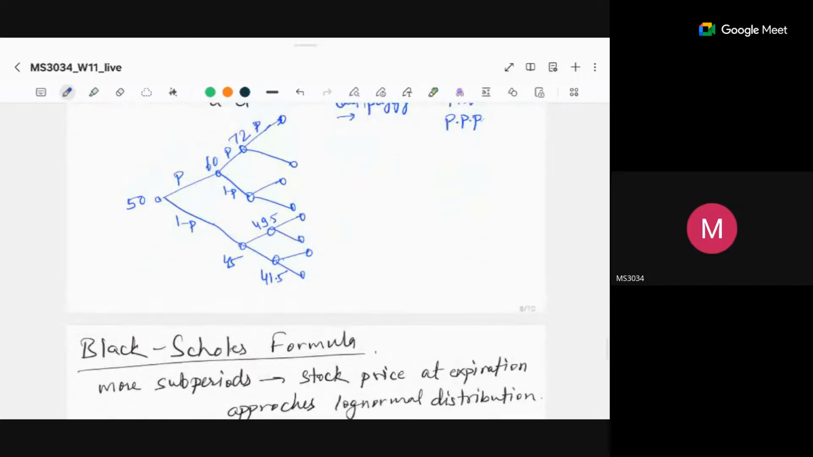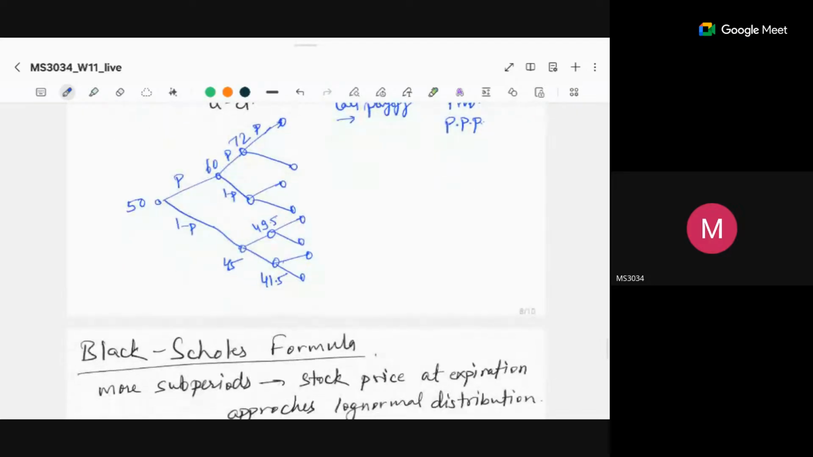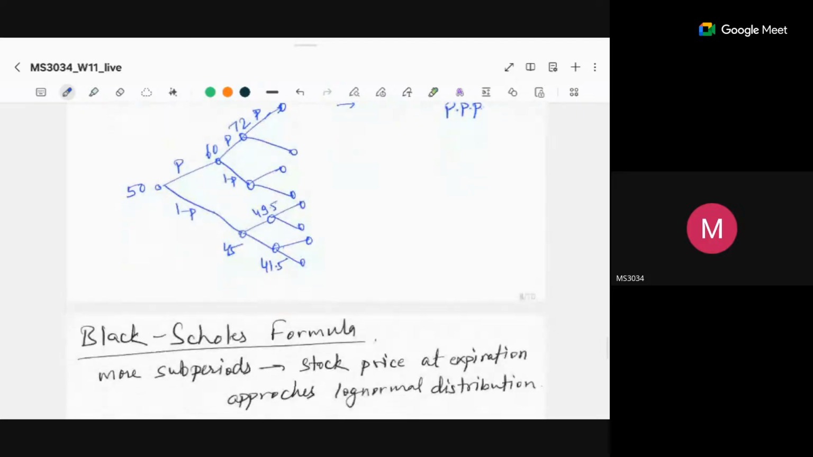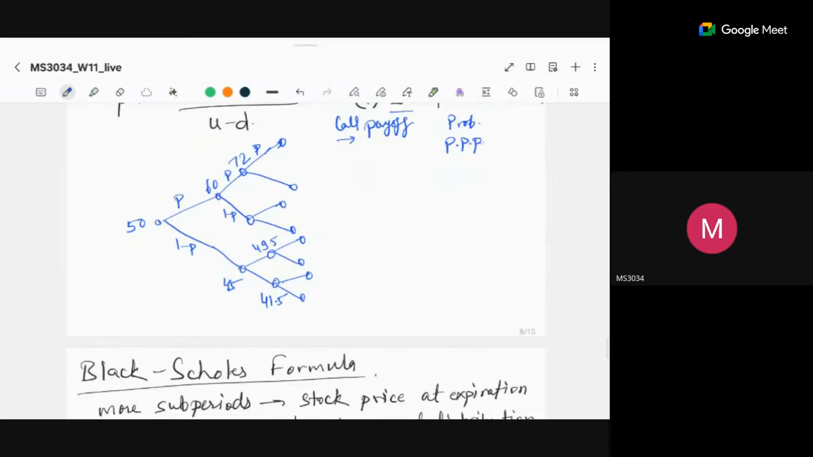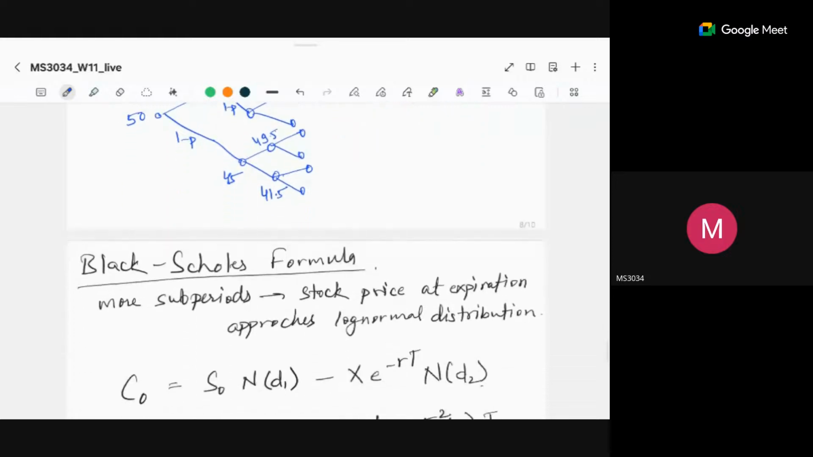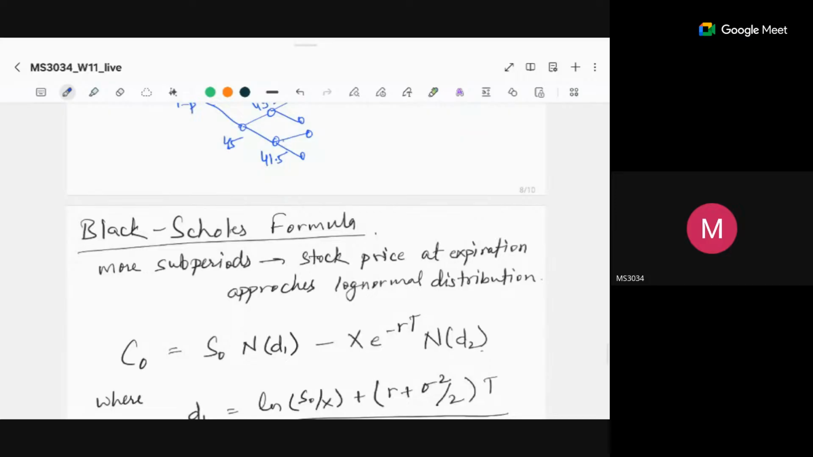But for the exam purpose, you can leave the multi-period models as of now. But why I wanted to show this is because in real life the stock price goes up and down, each moment it is going up and down. So with each second the stock price is changing. So there are multiple sub periods up to the expiration.